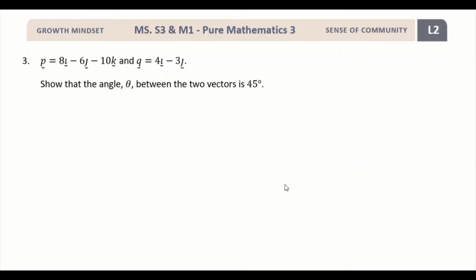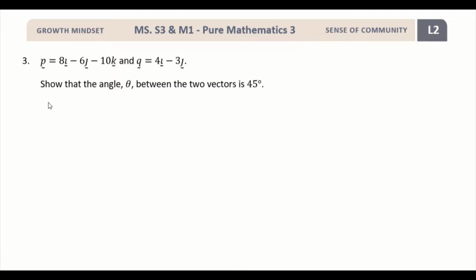Okay, so number 3 here. Vector P is equal to 8i minus 6j minus 10k, and given Q is 4i minus 3j. Show that the angle theta between the two vectors is 45. Yeah, so this is one of the applications that I mentioned just now. If you are given the components, how are you going to use the combination of the two formulas to help you get to the answer?